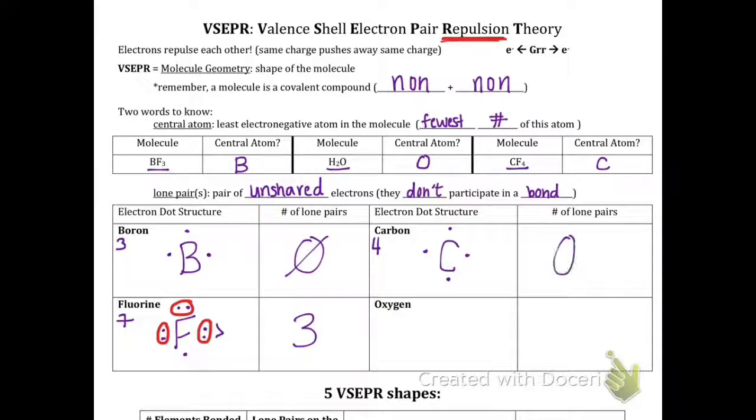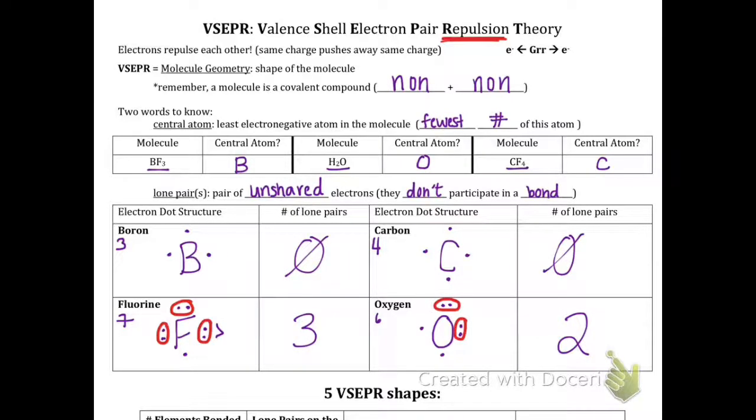There are no lone pairs here. None of these have friends already. Oxygen is in the 6th column, so it goes 1, 2, 3, 4, 5, 6. So if you look here, there's a pair here, there's a pair here. So how many lone pairs do we have? 2. Okay, now that we understand this, now we can understand our 5 VSEPR shapes.